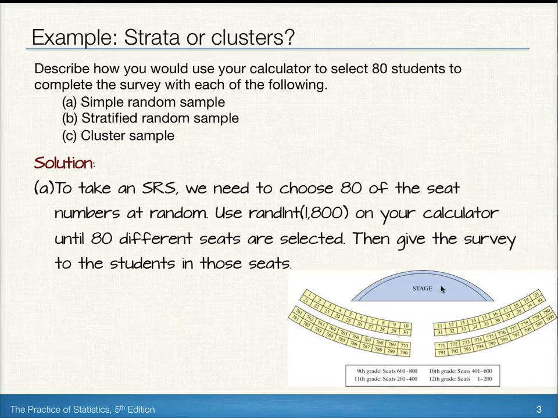Well, for a simple random sample, we need to choose 80 of the seat numbers at random, so we can use the randint feature on our calculator, randint 1, 800 as our command, to select 80 different seats. Recall that we need to ignore repeats, so we may have to do this several times in order to get all 80 of the seats.